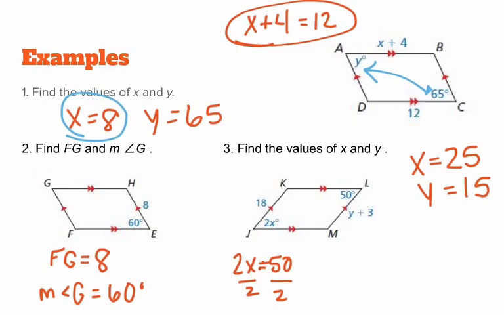For number 2, segment FG would be 8 because it is opposite of HE, and HE is 8. And angle G would be 60 degrees because it is opposite of angle E, so they would have the same value. And then number 3, the value of x, by setting up this algebraic equation, our opposite angles would be equal, so 2x equals 50. And again, you might have done that in your head, totally fine. But if not, that's how we'd set it up algebraically. Divide by 2, x is 25. And then lastly, our opposite sides must be congruent, so 18 is equal to y plus 3. Solving for y would make y 15.